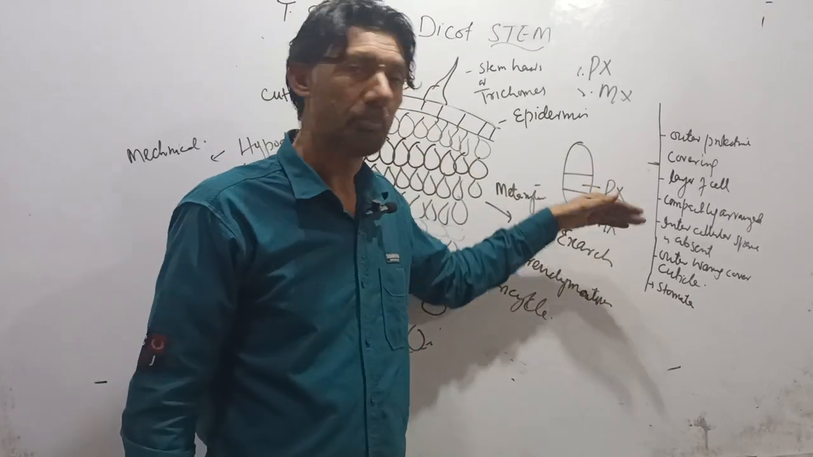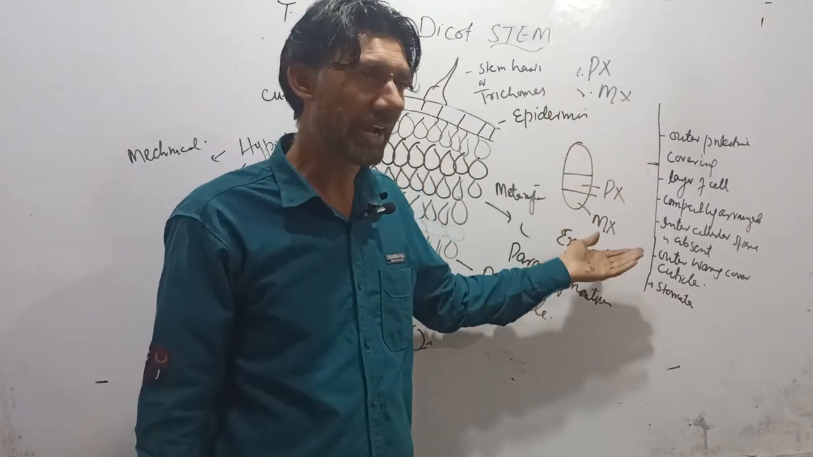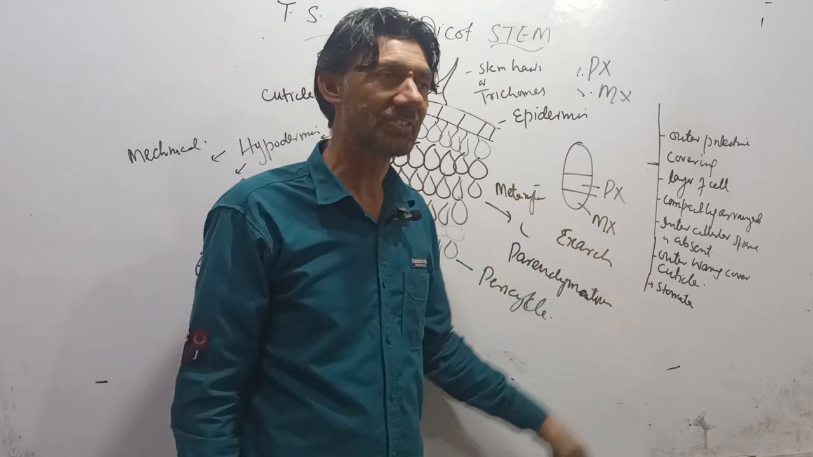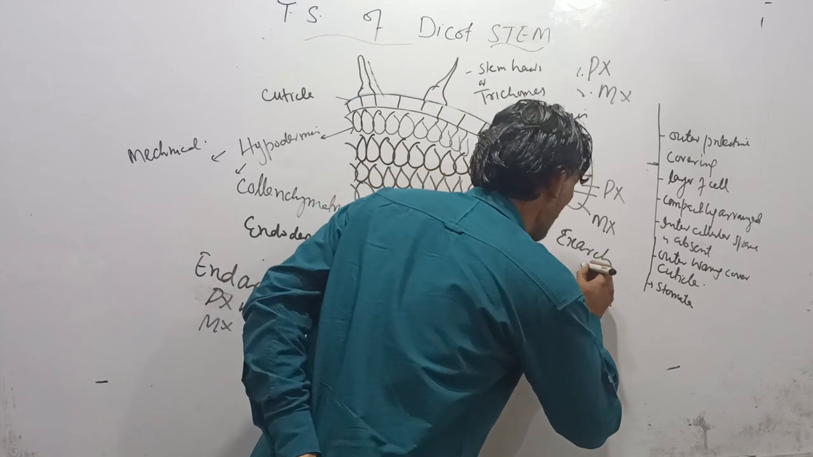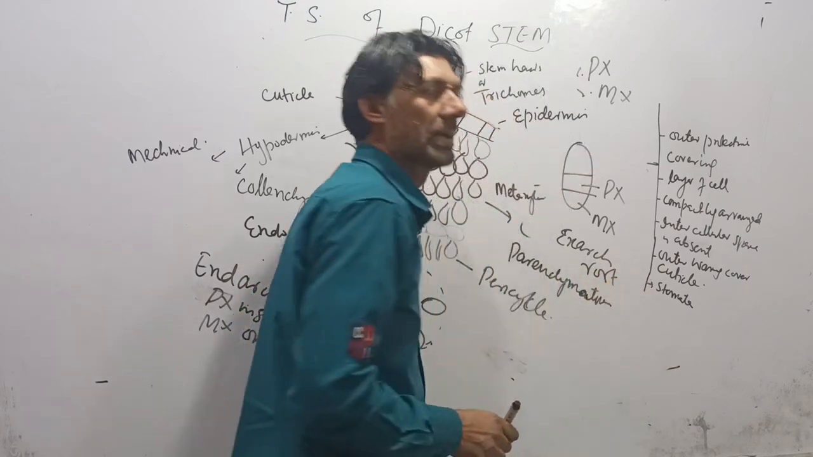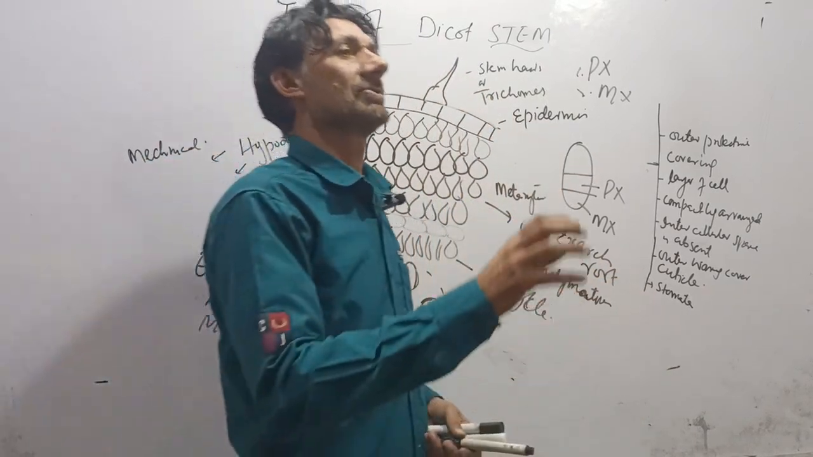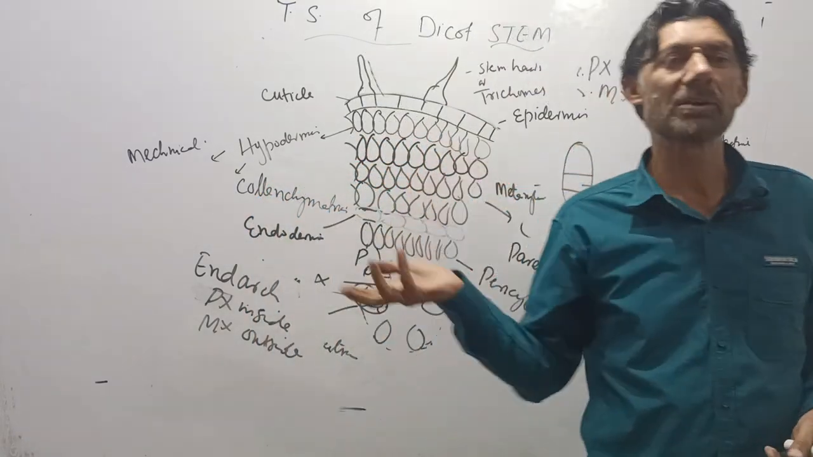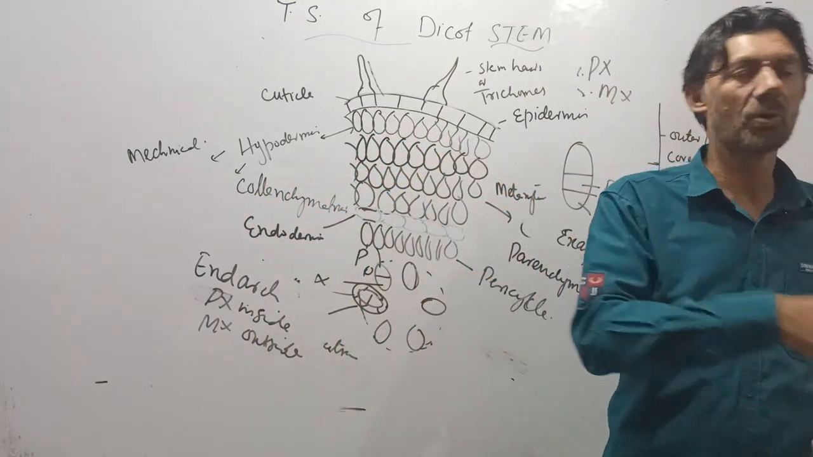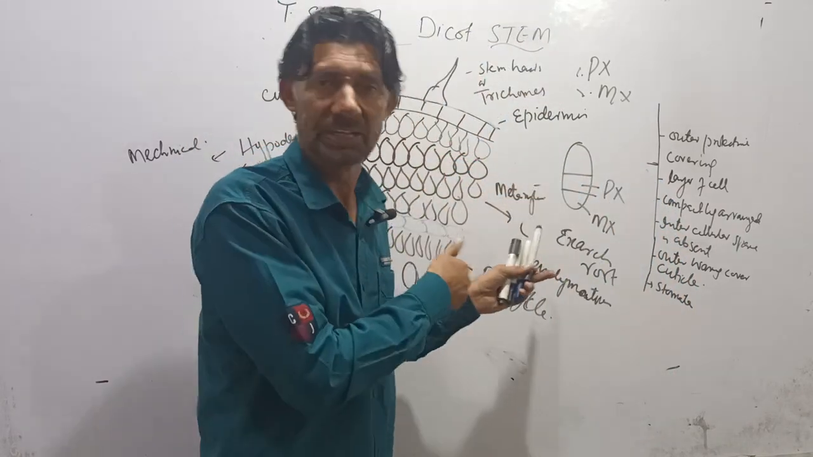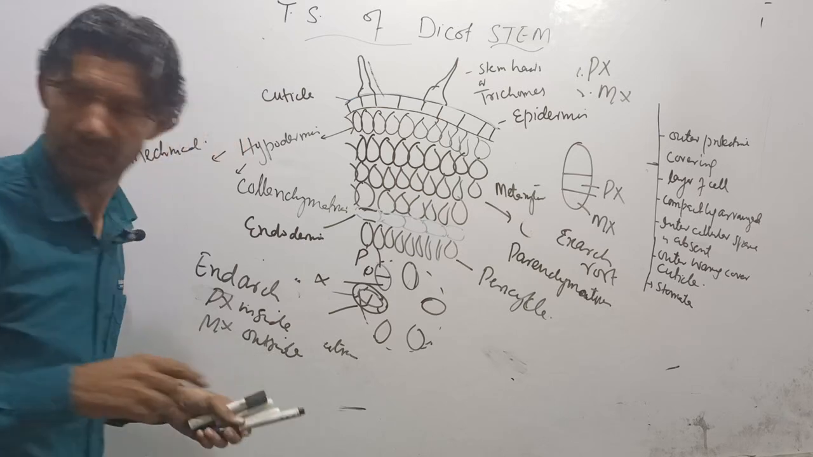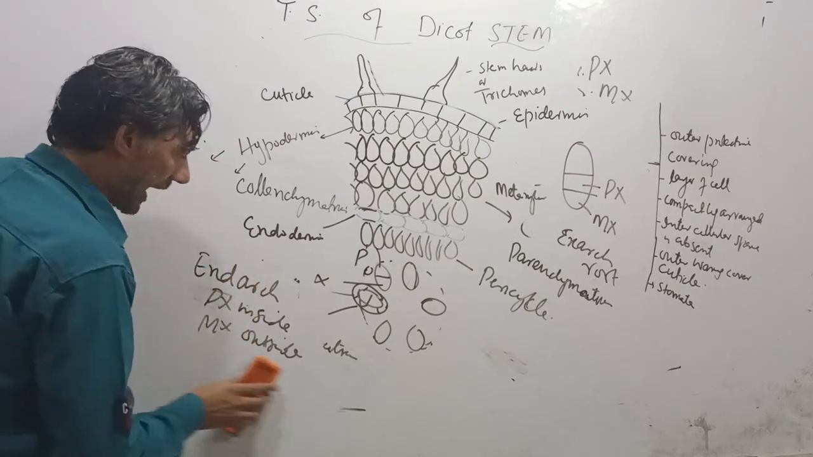When protoxylem is outside and metaxylem is inside, this condition is called the exarch condition. It is found in roots. The endarch condition is found in the stem. The exarch condition is found in the root and the endarch condition in the stem.